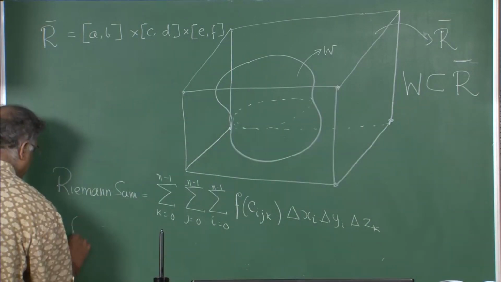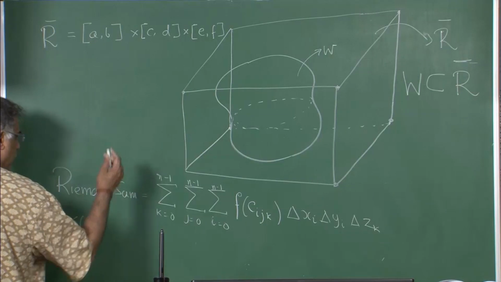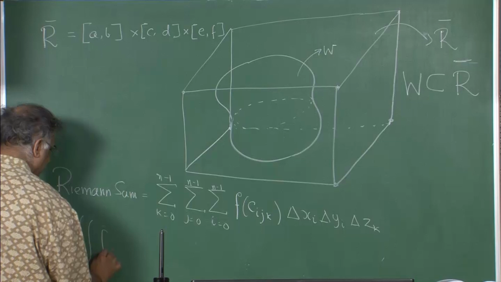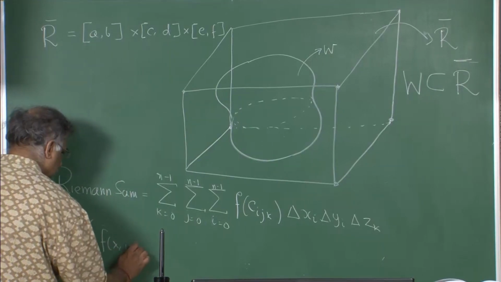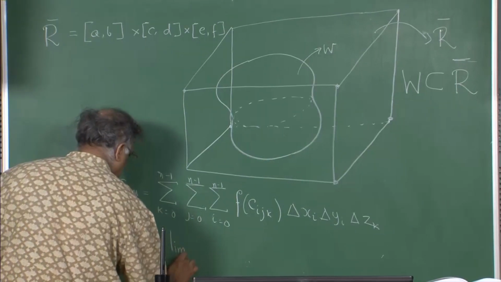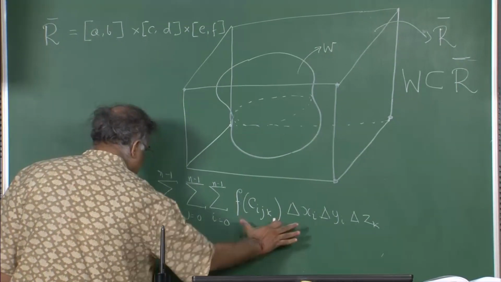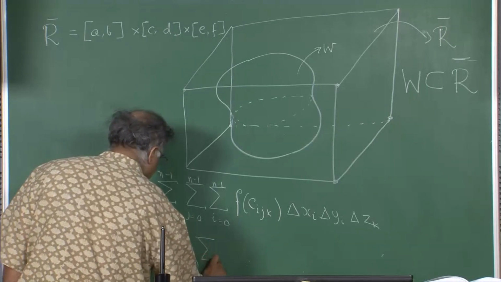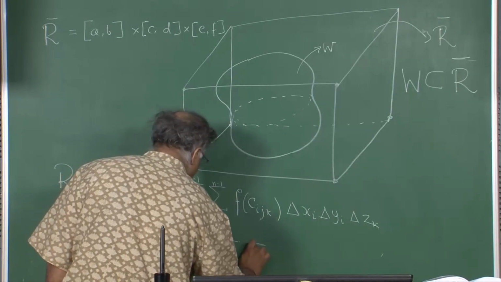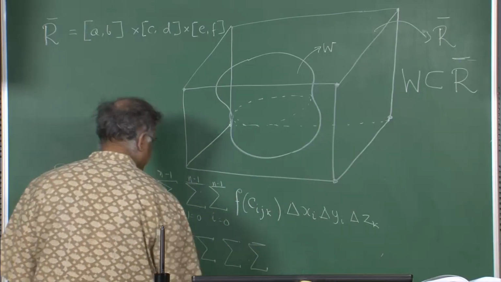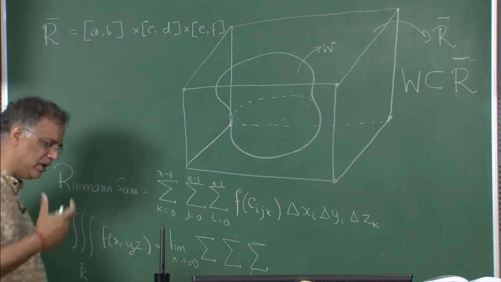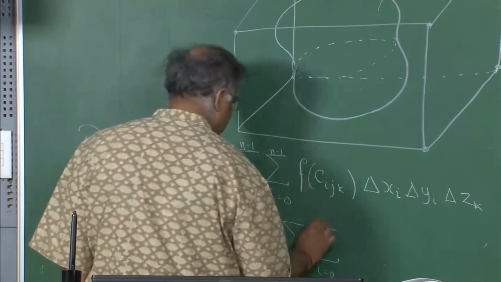Now, my integral over any rectangular region R bar of a given function f of x, y, z is the limit as n tends to infinity of this Riemann sum that we had written. Of course, you are not going to really compute Riemann sums, it will be very complicated. So, that is why iterated integrals come to your help. We know about real variable calculus, that is a major thing, and we build on that, everything has been built on that.